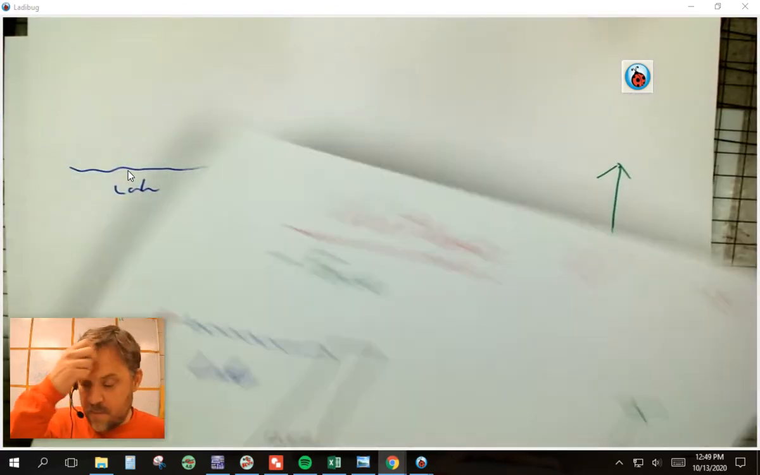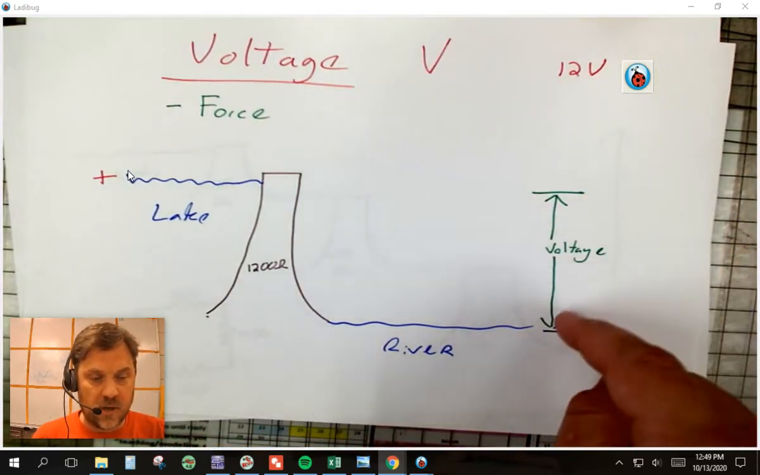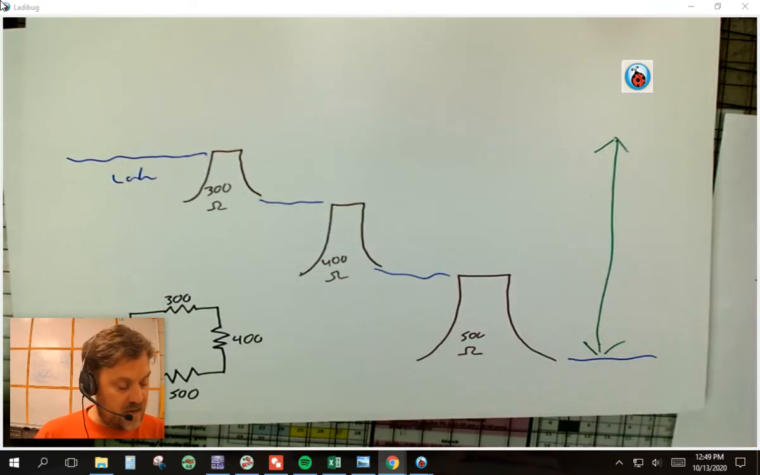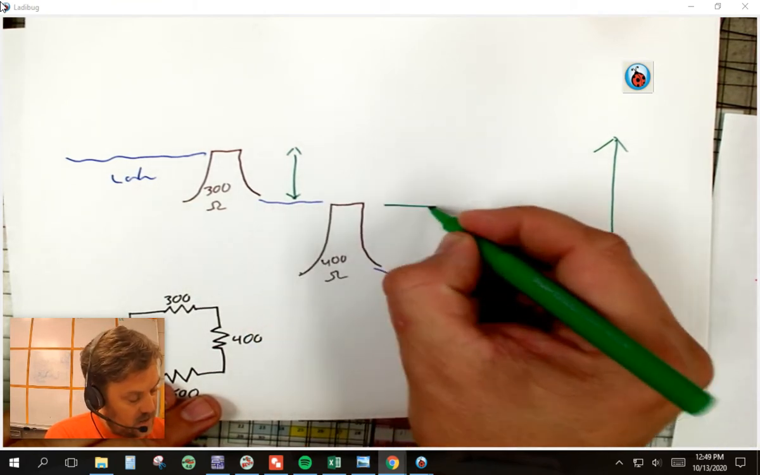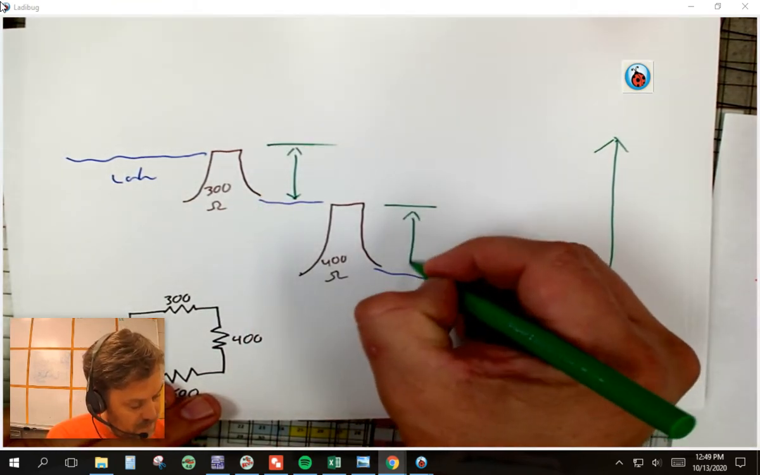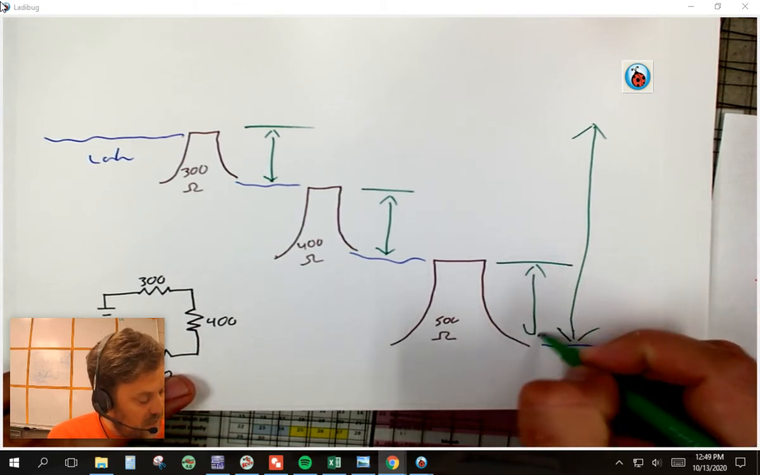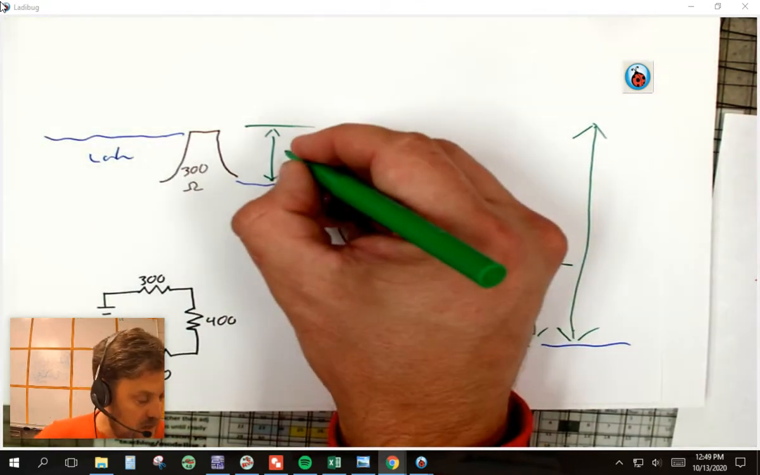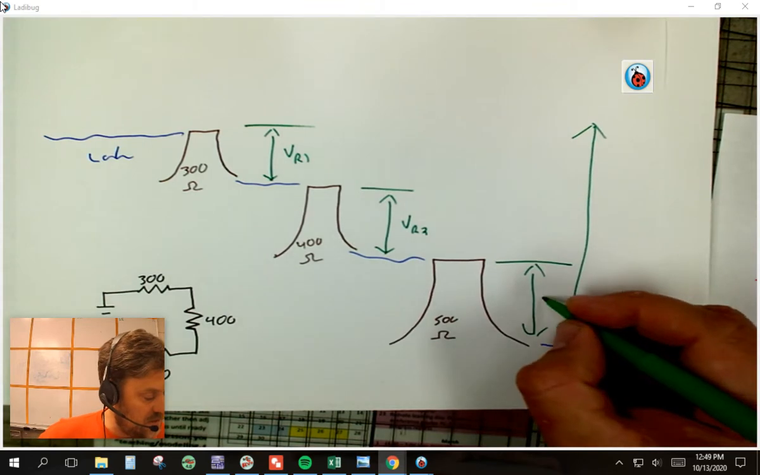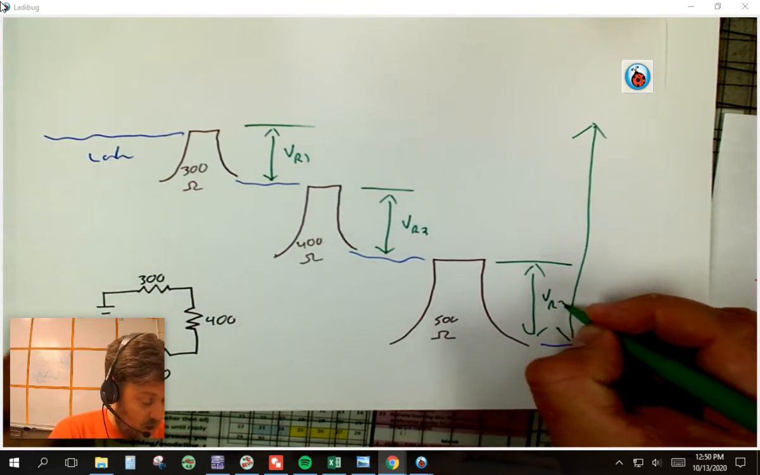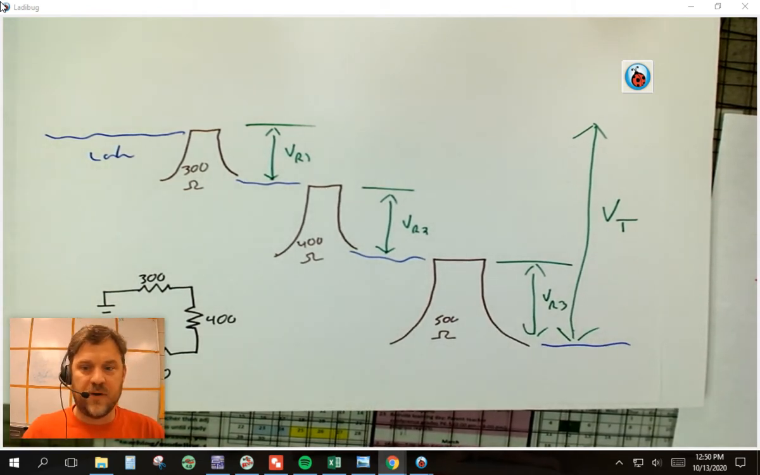And the voltage: if I was going to measure the potential energy difference of the whole circuit, it's the total height. But now if you think about it, I've got the height here, right? I've got the height here, and I've got this third height here. Well, if I add all three of those up, it equals the total height, right? So this would be the voltage at resistor 1, the voltage at resistor 2, and this would be the voltage at resistor 3. All of those equal my voltage total. And they even have a word for this, they say voltage drop.